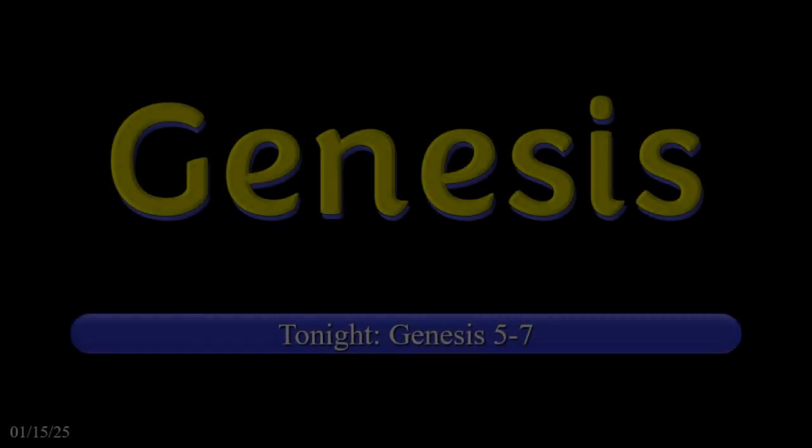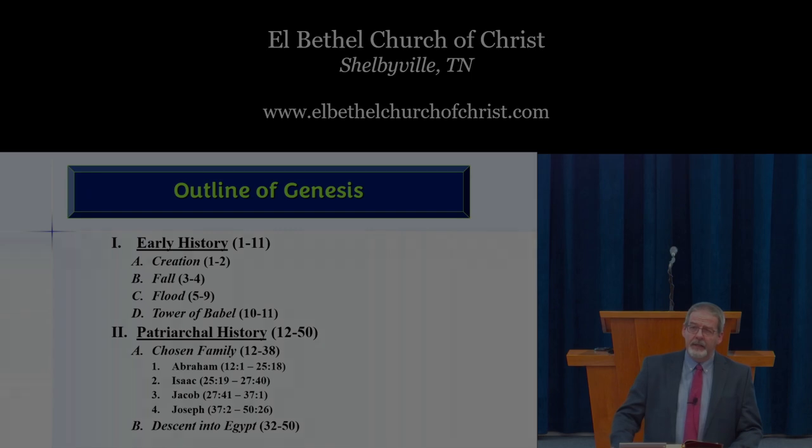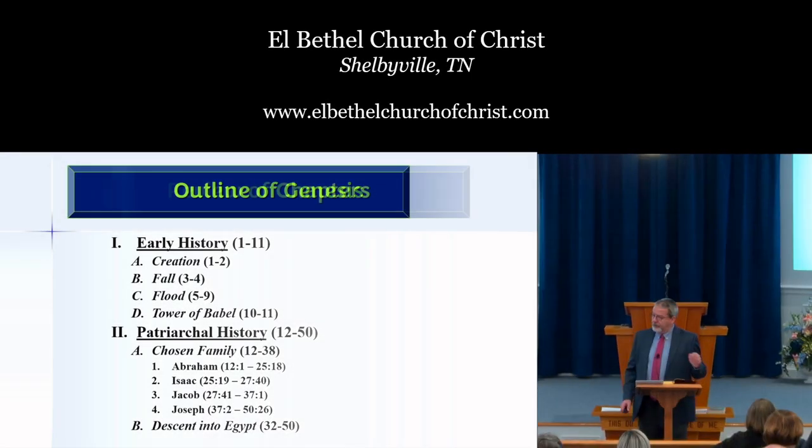All right, we're ready for Genesis chapters 5 to 7 in our study tonight. We're going to begin by looking at our outline of the book of Genesis. It'll be up in just a moment. But anyway, we're looking at two major points in our outline. There's the early history in chapters 1 through 11, and that's where we are. Chapters 5 through 9 deal with the flood, and that's where we are. We'll be in that story of the flood until next time, so chapters 8 and 9 deal with that as well.